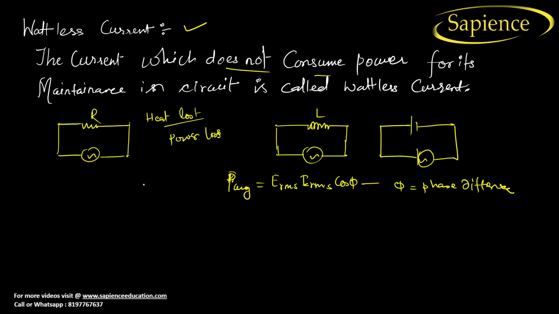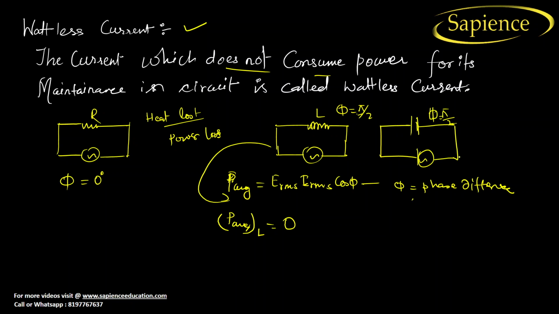For a resistive circuit, phi is equal to 0. For an inductive circuit, phi is equal to pi by 2, whether lagging or ahead. For a capacitive circuit, phi will also be equal to pi by 2, that is minus pi by 2 and plus pi by 2. So the average power loss for the inductive circuit will be 0, and P average for the capacitive circuit will also be 0.